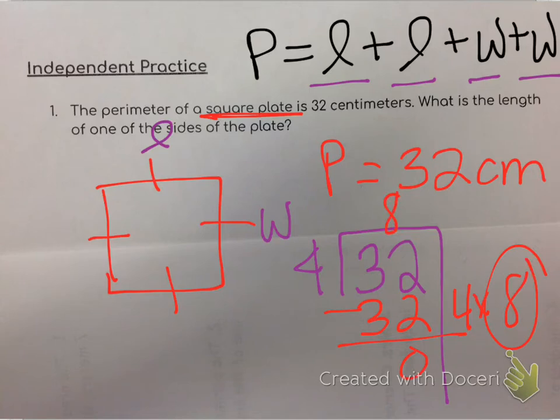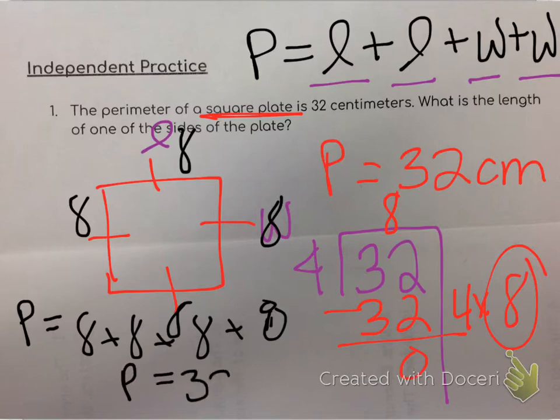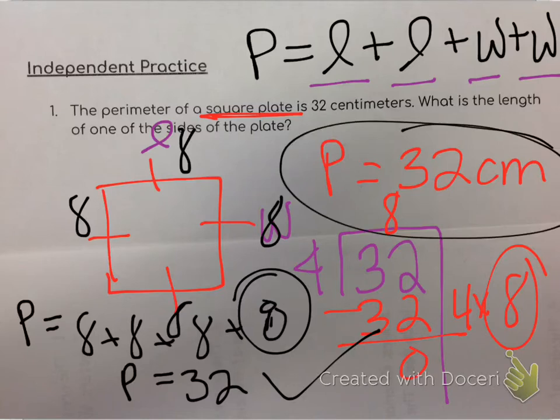A way we can check this is by saying, okay, well, we know perimeter equals length plus width plus length plus width, and we think that all of the sides are 8. So does 8 plus 8 plus 8 plus 8, or 4 times 8 for some of my kiddos, equal 32? And it does. So that's our check, and we know 8 is the correct answer. This one, for perimeter, you do not square your answer. We would just say 8 centimeters would be the answer for this one.